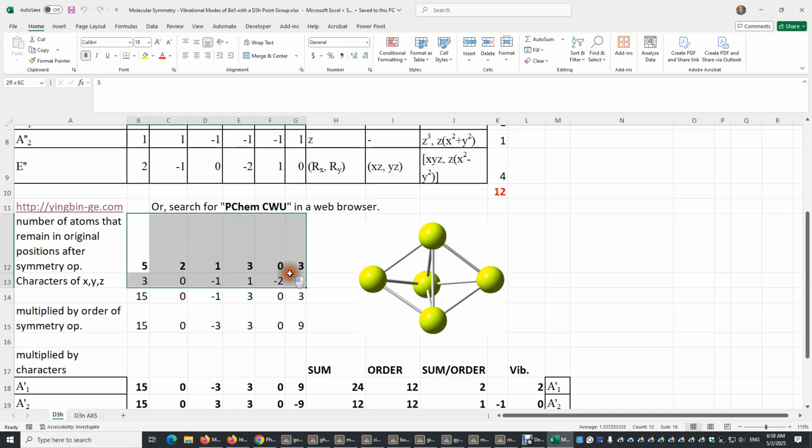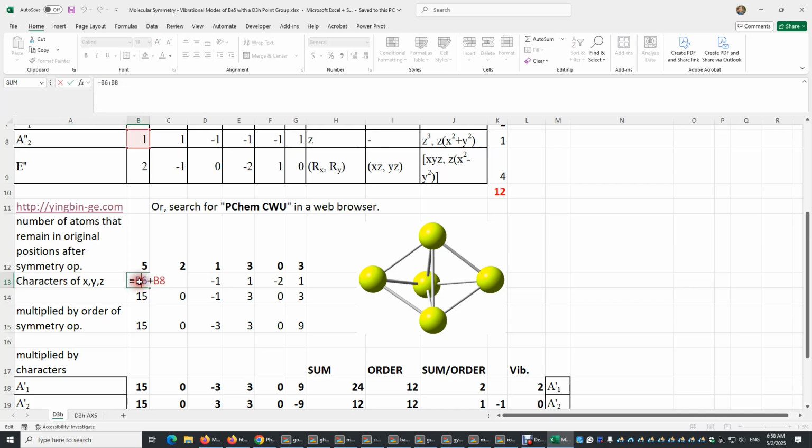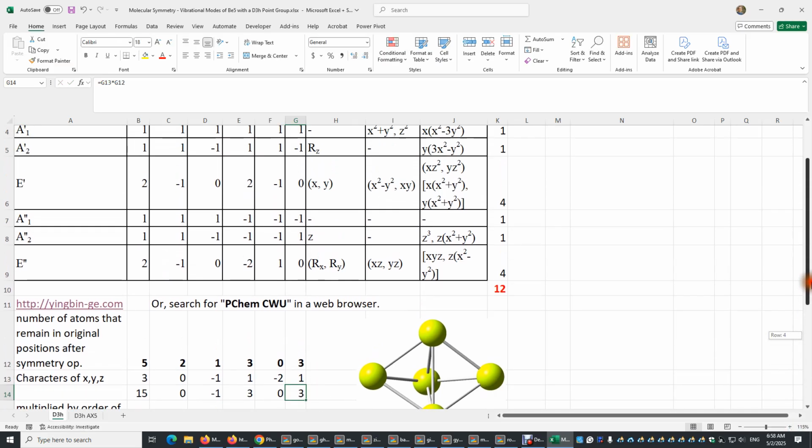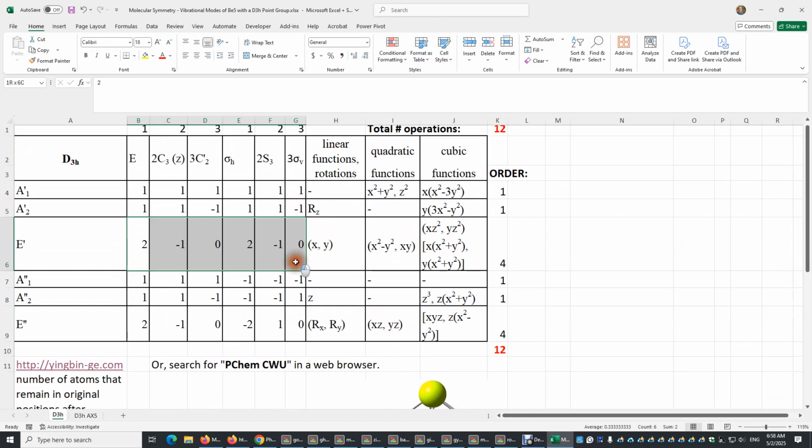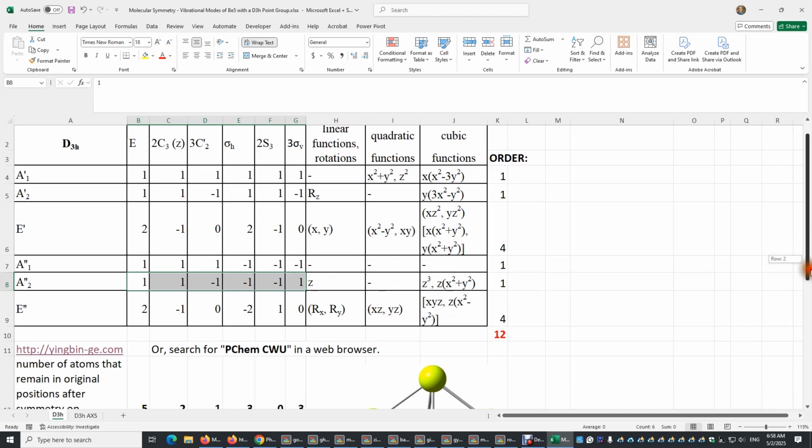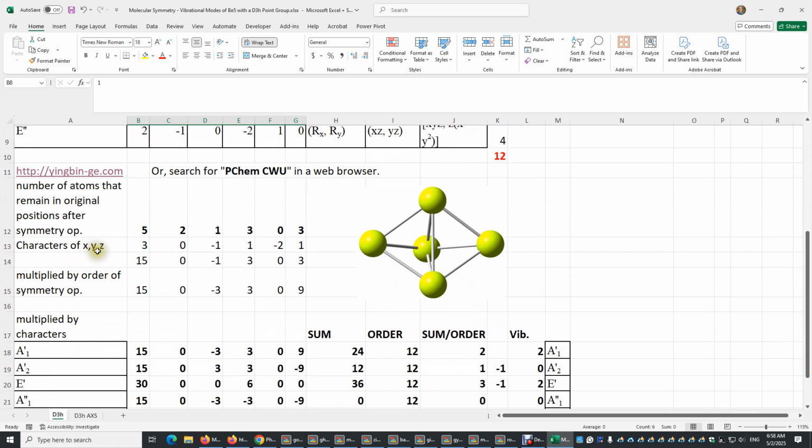Step number 2, you get the characters of X, Y, and Z. This is pretty easy. If you click here, B6 plus B8. If you click here, E6 plus E8, or G6 plus G8. So you can see row 6, all those 6 numbers are the characters of X and Y, and row 8 over here, these 6 numbers are the characters for Z. So you need to sum it up, and then you get the characters for X, Y, and Z.